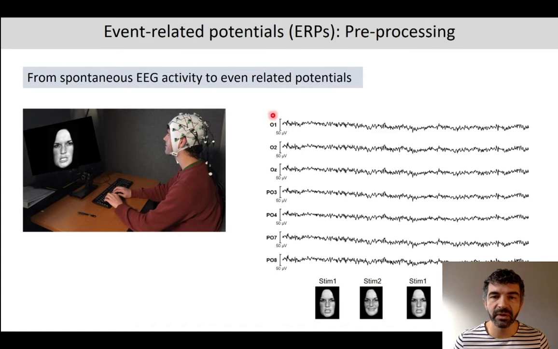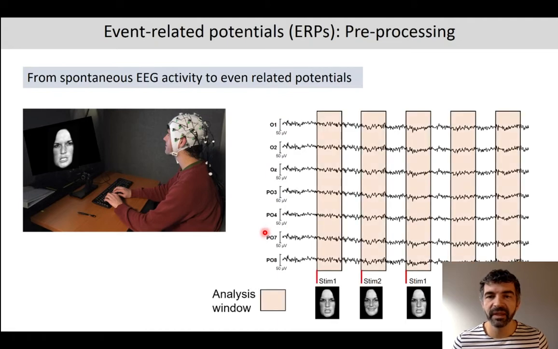Here you can see a couple of electrodes. We would normally do this for at least 32 electrodes, but this is just an example. And then what we do is we look at some time window after the onset of each stimulus. So for example, here you can see this is a neutral face, this is an angry face, and this is a happy face. Whenever you see the neutral face, there will be a marker stim3. Whenever there's an angry face, there will be a marker stim1.